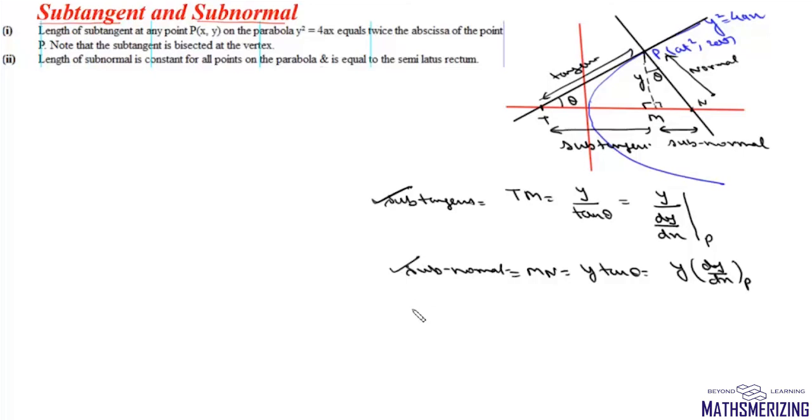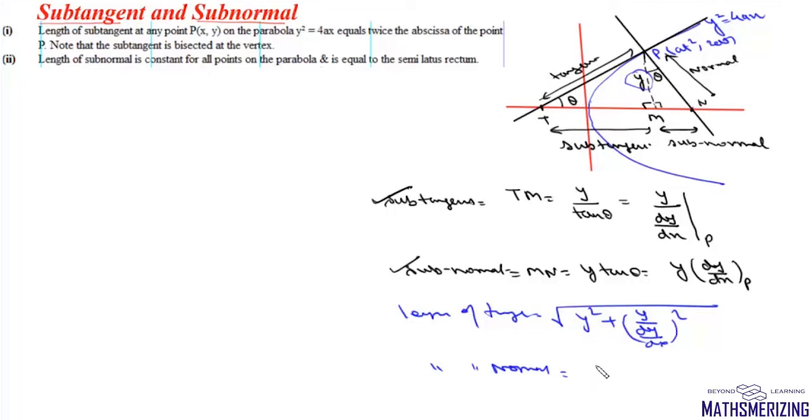Now for this curve, if you have to write length of tangent, it will simply be the square root of y square plus subtangent square. So it will be y square plus (y upon dy by dx) whole square, and in the same way length of normal will be y square plus length of subnormal square, which is (y into dy by dx) whole square. So in calculus, we find length of subtangent and subnormal using derivatives.